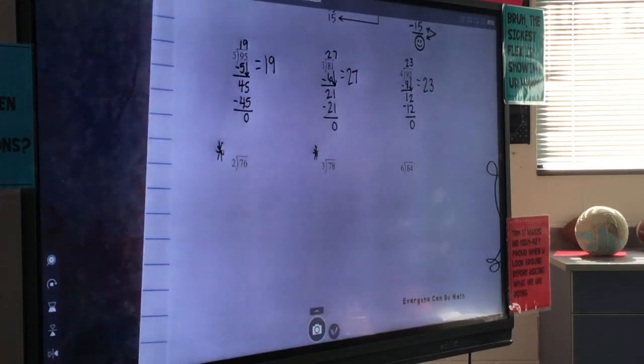So 2 goes into 7, right? 2 times 3 is 6. So it's 3 right on top of the 7. And then you put that 6 under the 7, 7 minus 6. And then you bring down the 6. And then you throw 16 right under that.